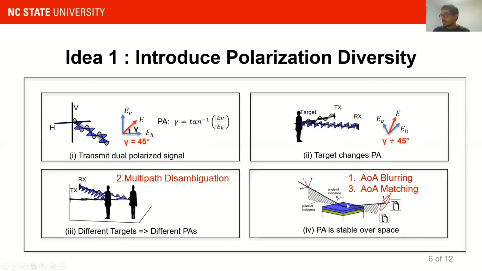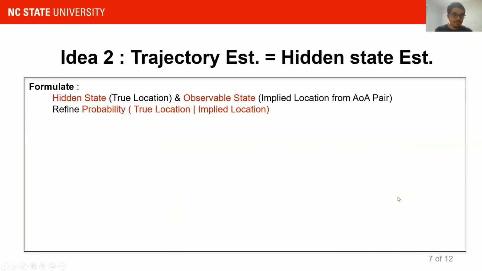Finally, once a signal arrives at a reflector and the polarization angle changes, this angle is always a ratio, and this ratio does not change over space. And so if you were to take multiple snapshots with similar polarization angles and then extract the corresponding AOAs, we can solve the AOA blurring problem. And finally, in order to get the AOA of the same target, we just observe the polarized signal from two different receivers. And if the polarization angles are very similar, then we take the corresponding AOAs to do the matching. So these solve the two problems.